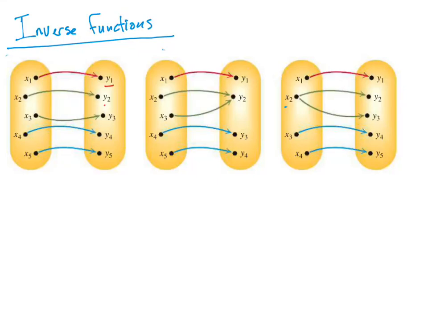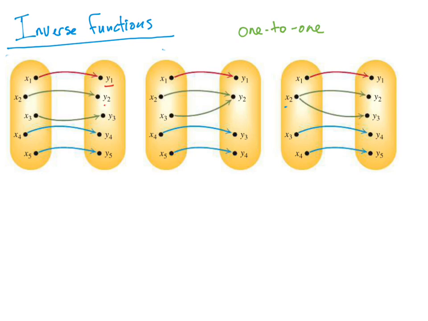In this video, I'll be going over inverse functions and what it means for a function to be 1 to 1. So to start, let's look at these three relationships. First, let's determine if each of them is a function, and then if it is a function, let's discuss what it means to be 1 to 1.